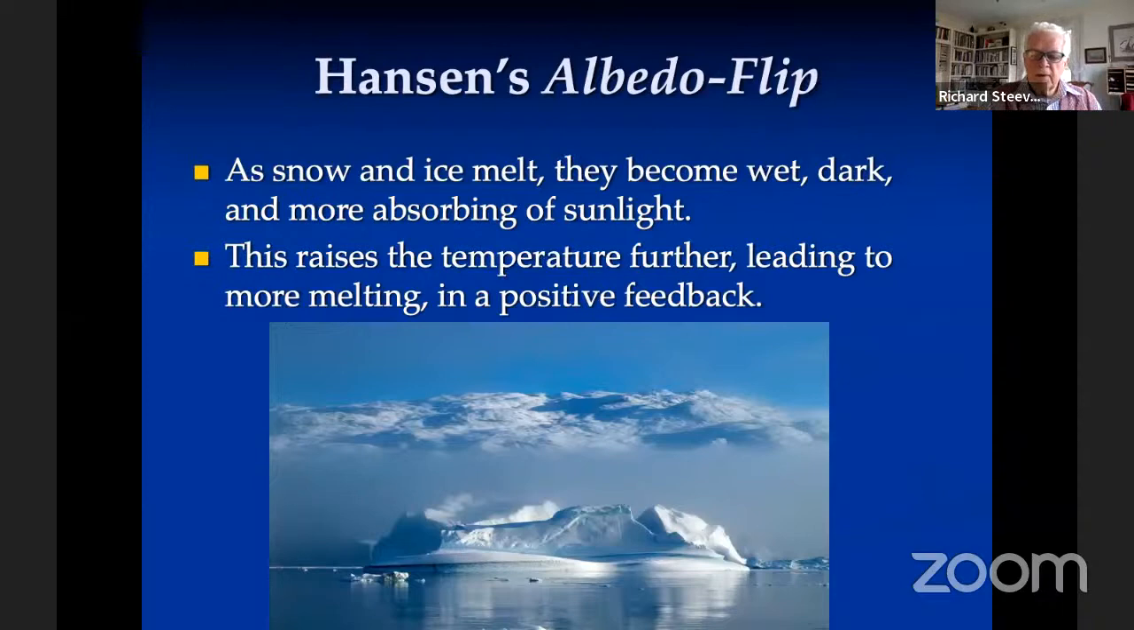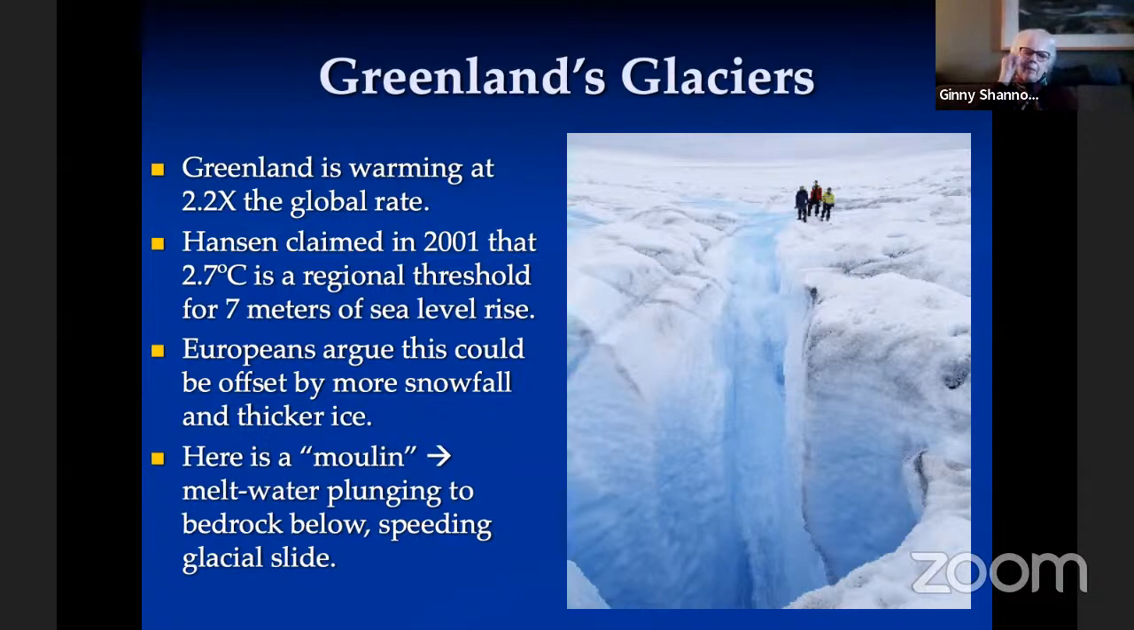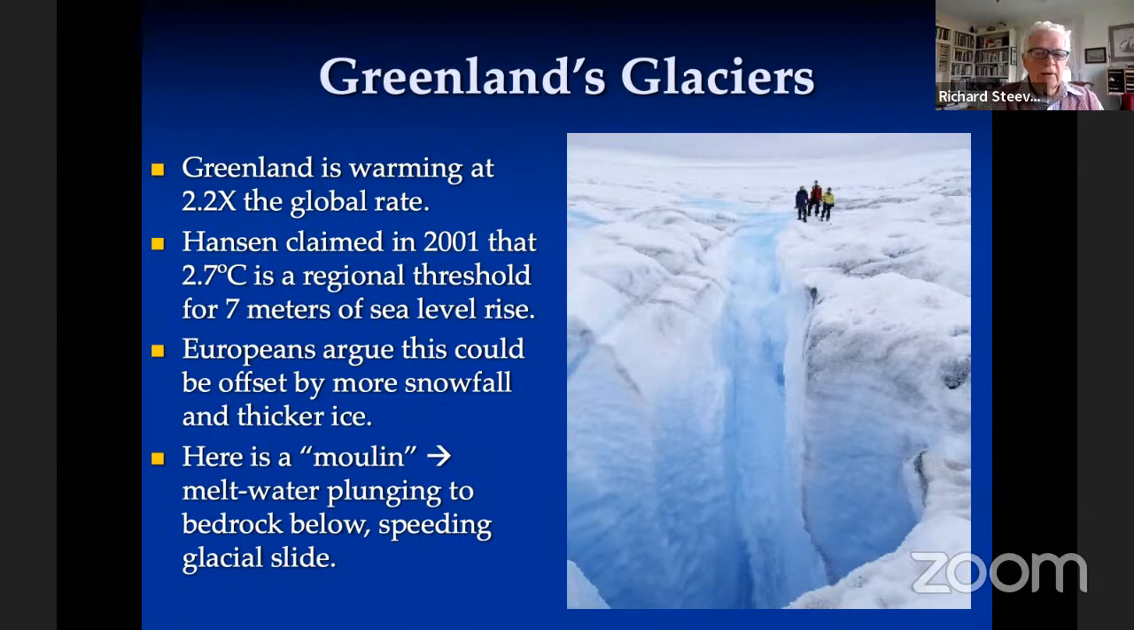Every time we go up there, I think we contribute to loss of albedo. So I'm not sure I'd want to go back. But Greenland is warming 2.2 times the global rate. James Hansen, that is, claimed way back 20 years ago that 2.7 degrees is a regional threshold for 7 meters of sea level rise. Europeans argue this could be offset by more snowfall and thicker ice.